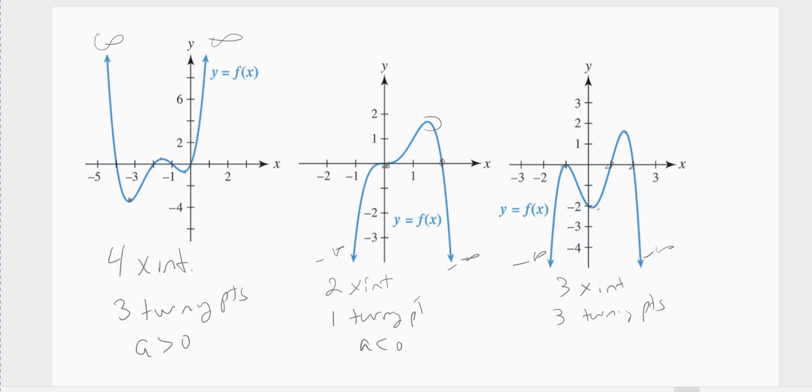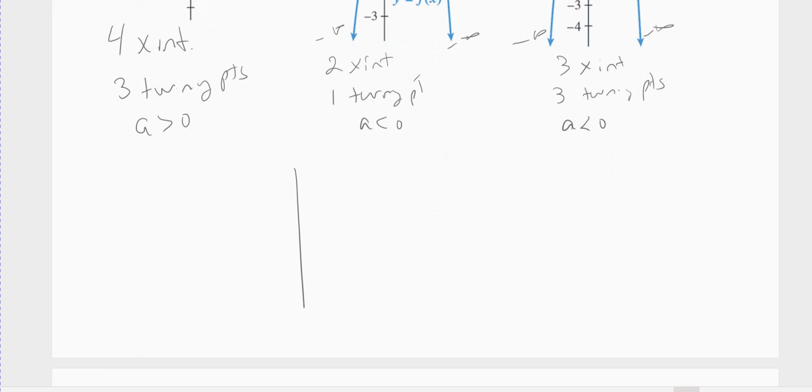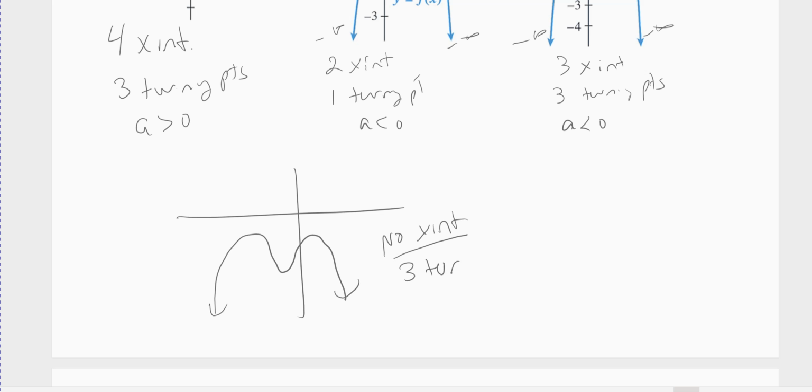And since it's shooting off to negative infinity, my a had to be negative in that case. Now, I didn't graph one, but you could see where if I shifted one of these up or down, I could have one shaped like this, where it's got 3 turning points but no x-intercepts, right? 3 turning points. And so that would be an example of where it's graphed completely below the x-axis. Or you could flip it over and graph it completely above the x-axis.